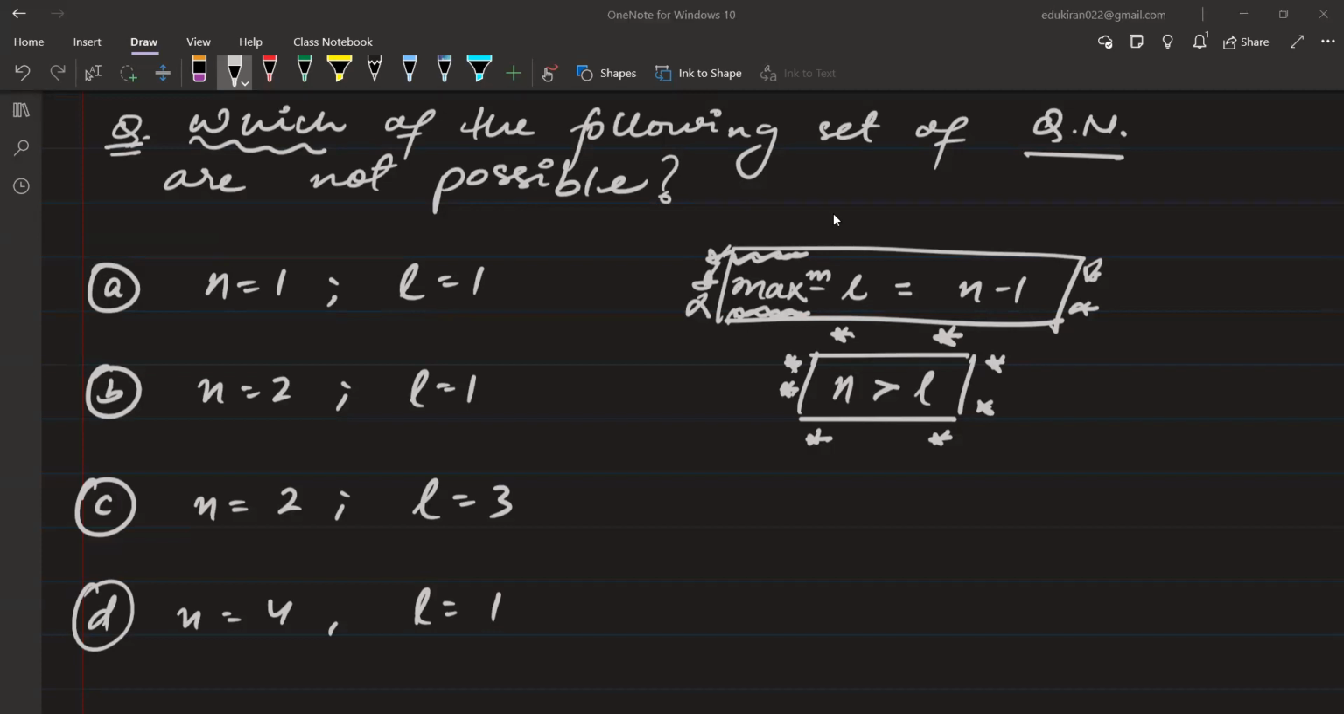Now, what is the maximum value of L? Tell me, Nabiha. What is the maximum value of L? N minus 1. N minus 1. Okay. That means if I have the value of L as 2, then N should be how much? This is L. And what should be the value of N? At least, what should be the value of N? One. Try once again. Plug in the value and tell me.